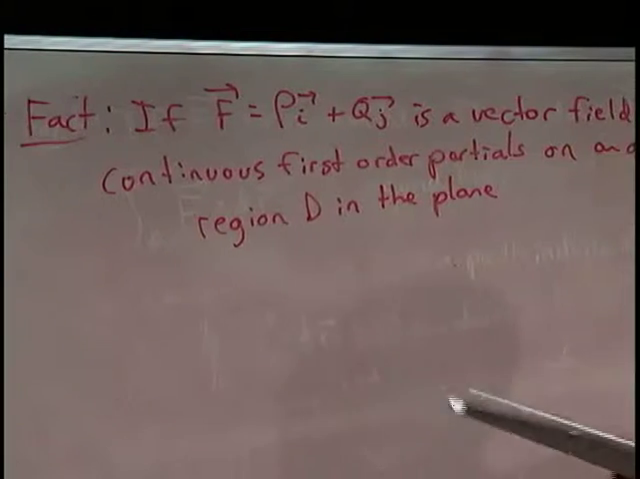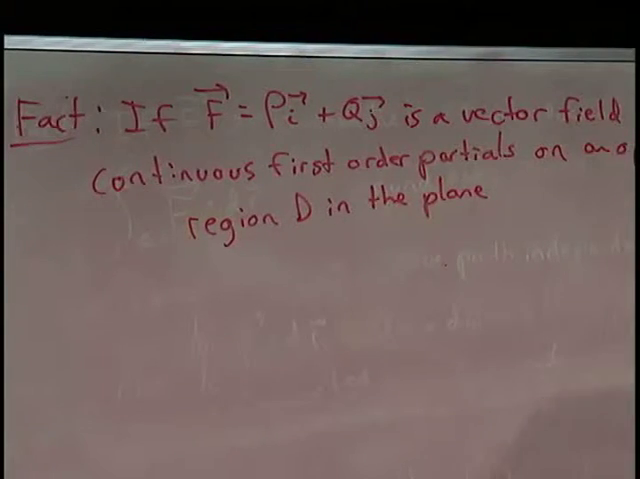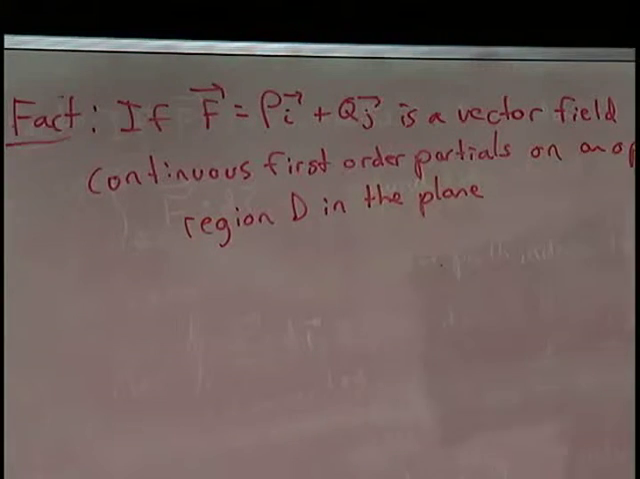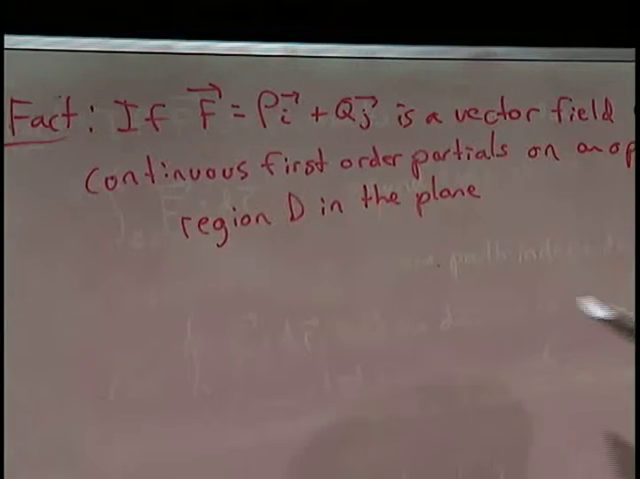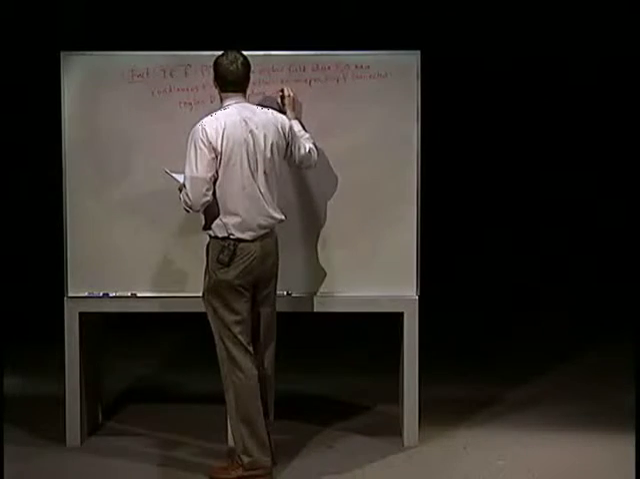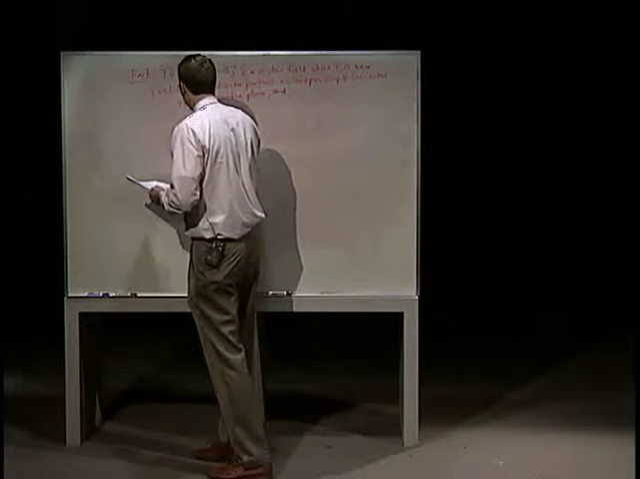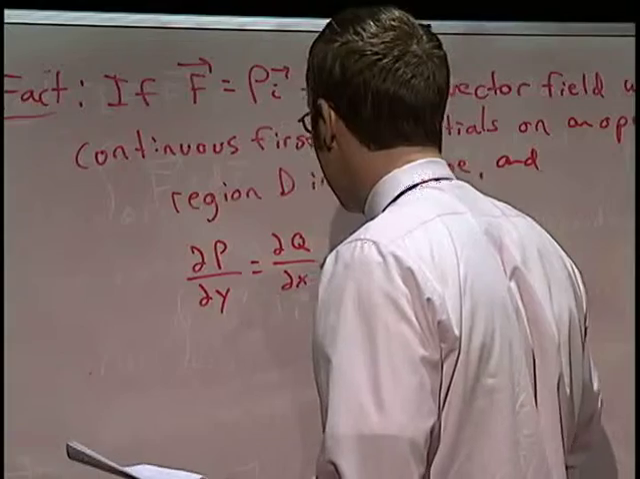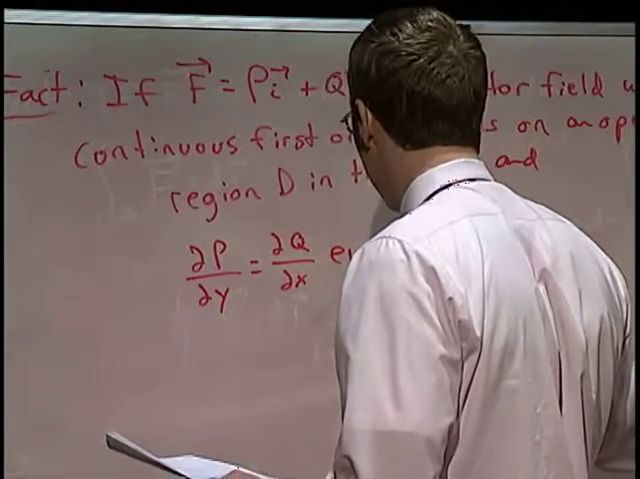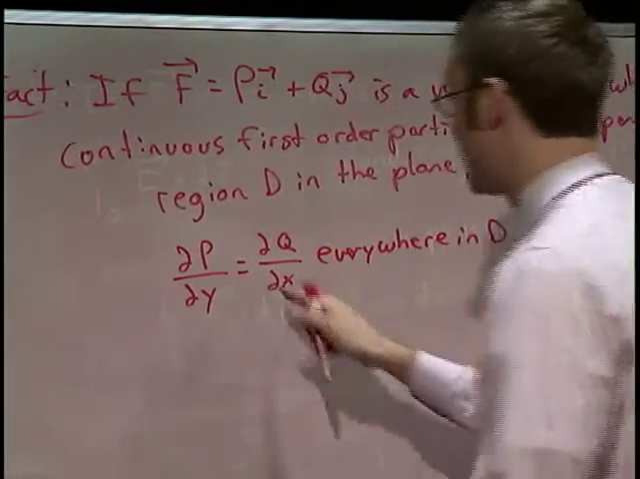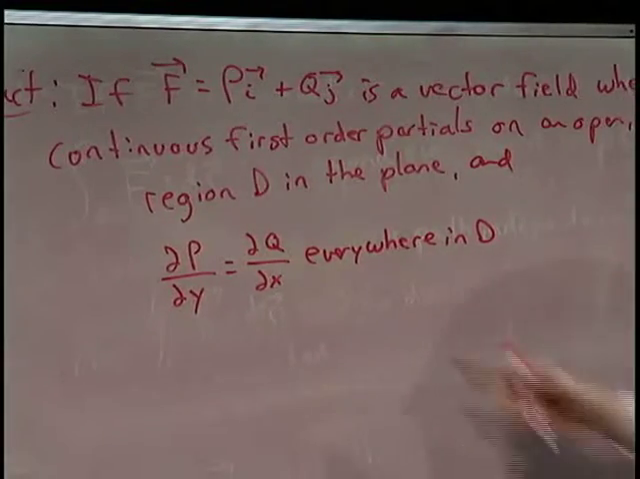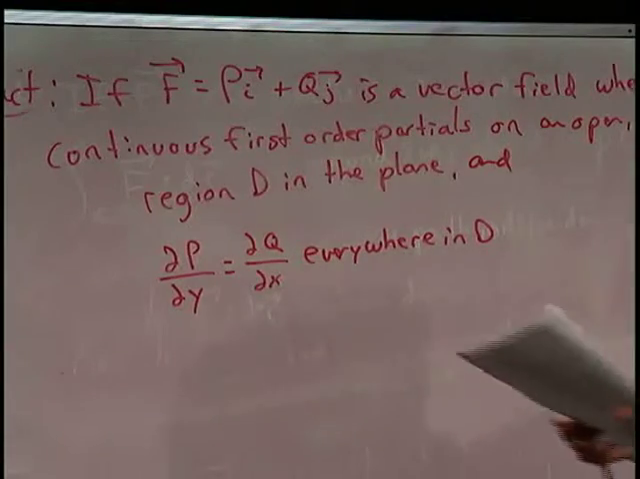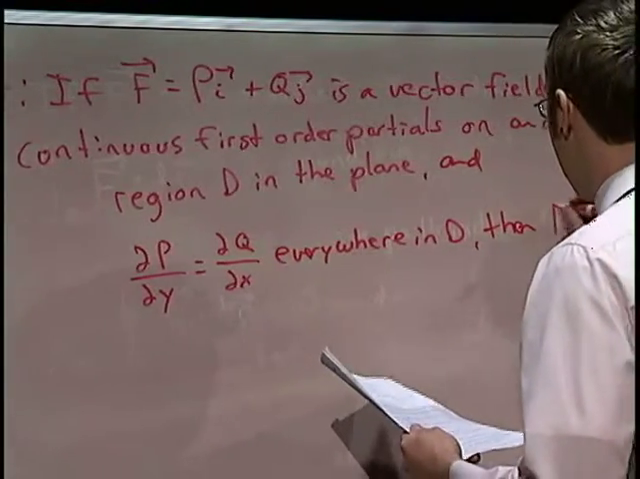Okay, so you have this vector field. P and Q have continuous first order partials on an open, simply connected region D in the plane. And the following requirement is satisfied: partial P partial y is equal to partial Q partial x everywhere in D. Right? So that's the big one there. If this equality is satisfied at every point in D, then F is conservative.